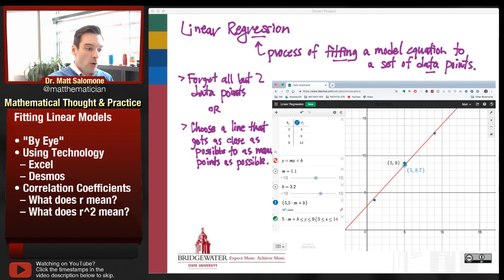So the whole purpose of trying to fit the best possible line, the principle that we follow, is the principle of minimizing what we call the squared error. That would just be the sum of all the areas of these little error squares.